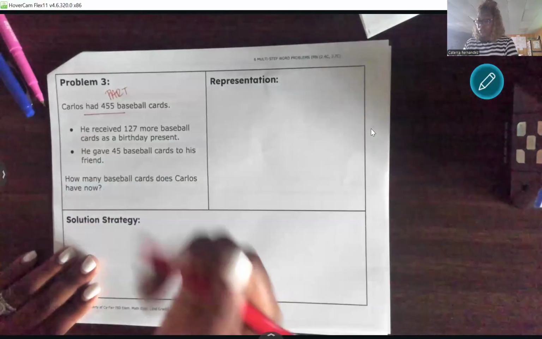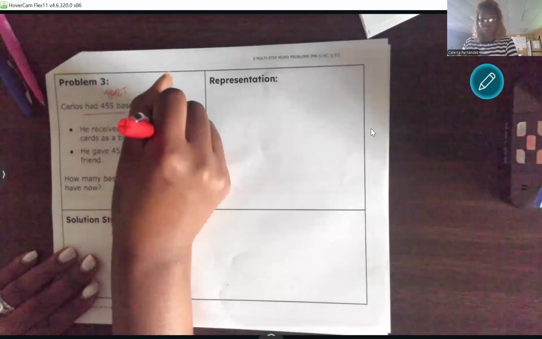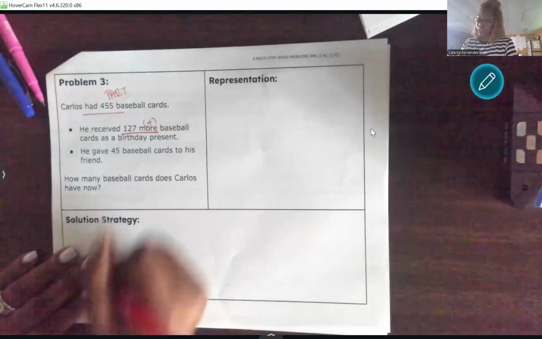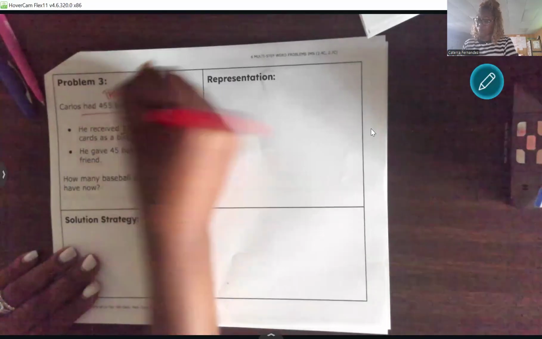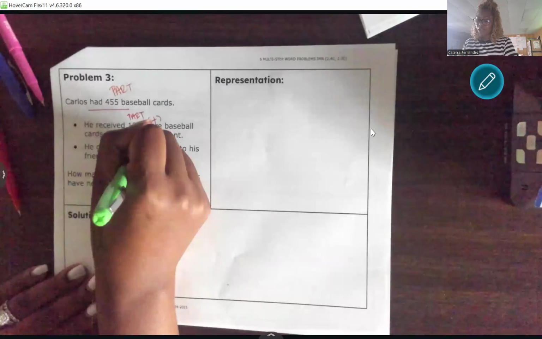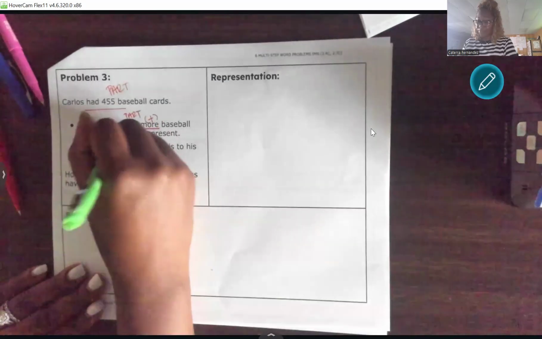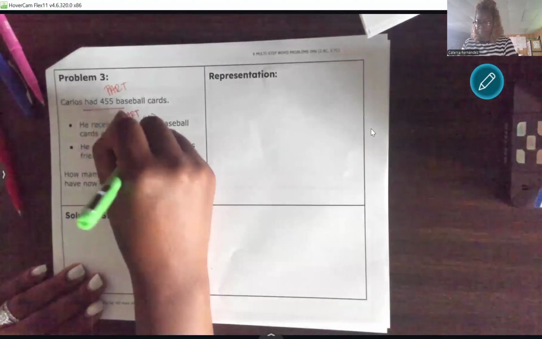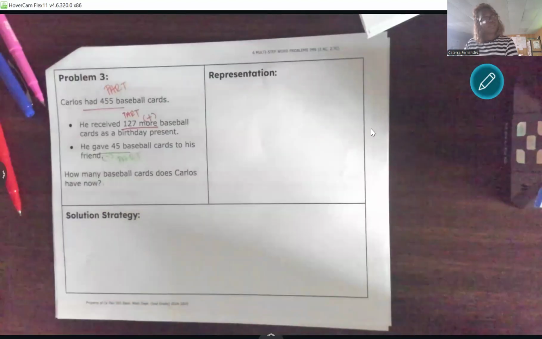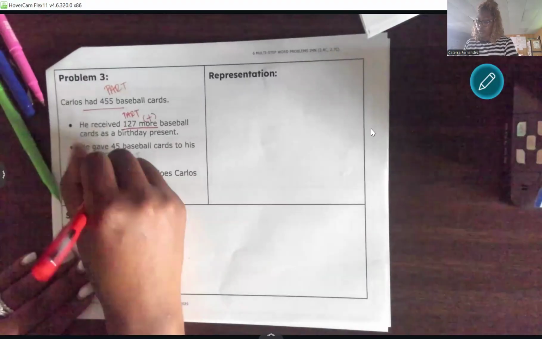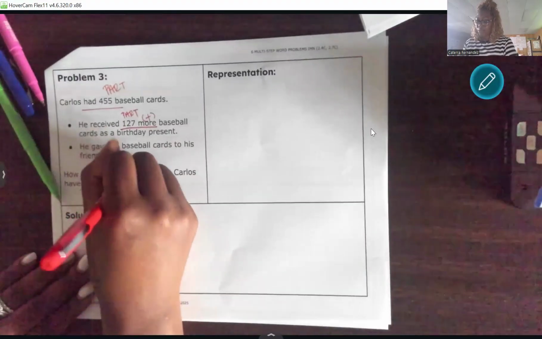Carlos received 127 more. Okay. Adding 127 is another part. Now, he gave his friend 45 baseball cards. Gave is our key word. He subtracted another part. How many baseball cards does Carlos have now? We are looking for a missing part.